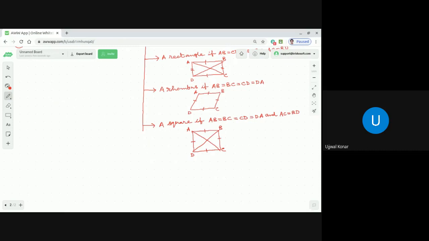Because why a rhombus? I'm sorry, the other way. A square is a rhombus, but a rhombus is not a square. A square is a rhombus because all the four conditions are getting true: AB is equal to BC is equal to CD is equal to DA. So a square is a rhombus, but the converse is not true. That means a rhombus is not a square. Why? Because for a rhombus to be a square, not only the four sides have to be equal, the diagonals also have to be equal. Correct, my dear student? Absolutely clear? Yes, sir. Okay.